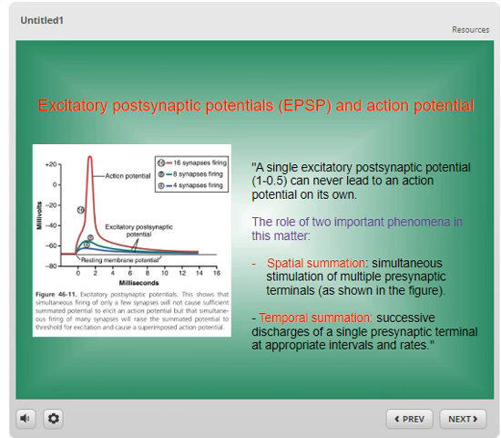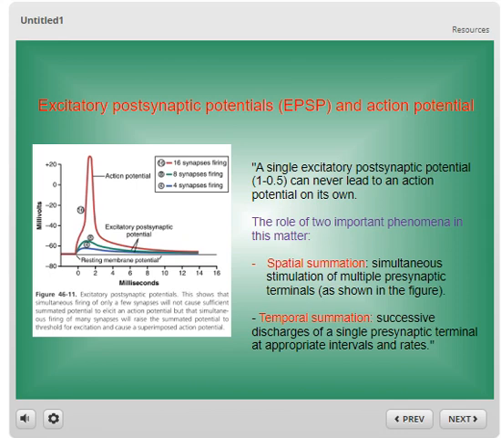There are key phenomena leading to action potential: spatial summation and temporal summation. Spatial summation occurs when multiple presynaptic terminals simultaneously release neurotransmitters, leading to several EPSPs that can add together. If the combined effect of these EPSPs is sufficient to reach the threshold, an action potential will be triggered.